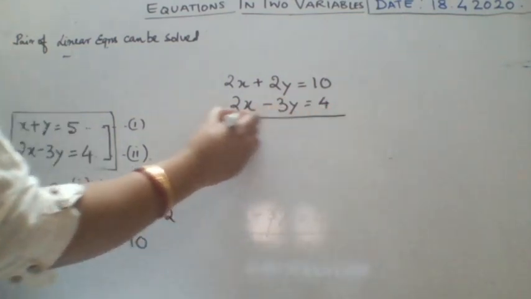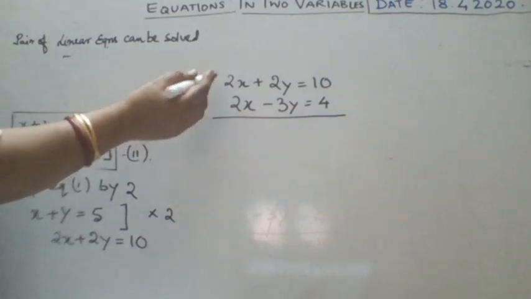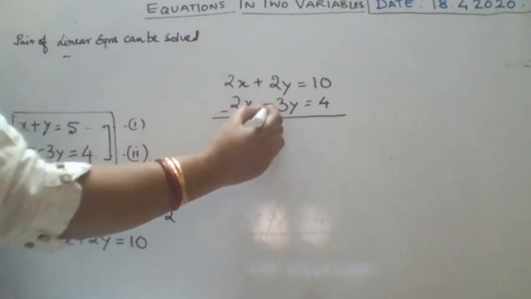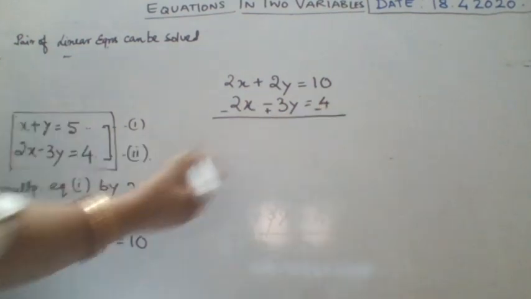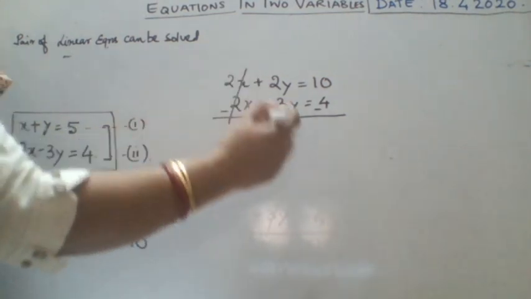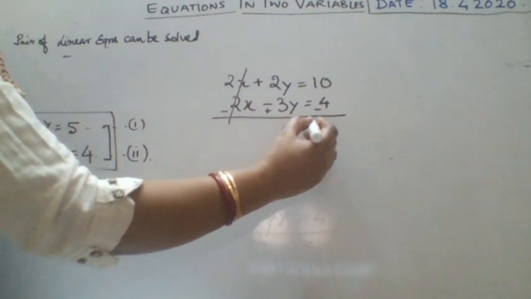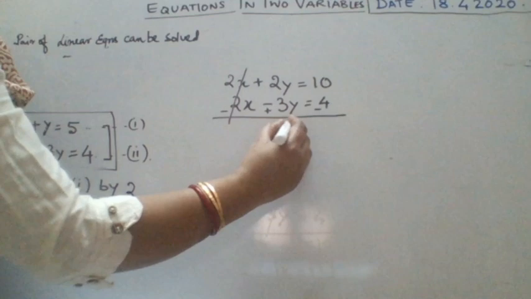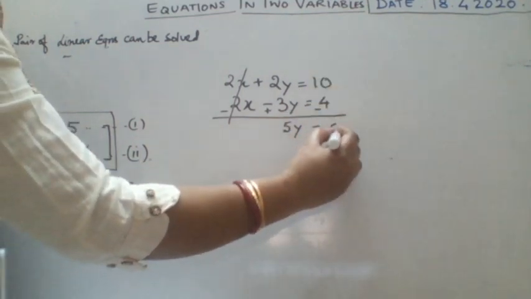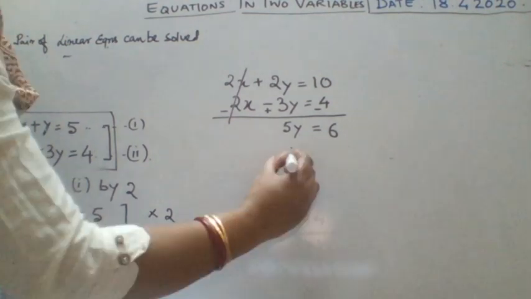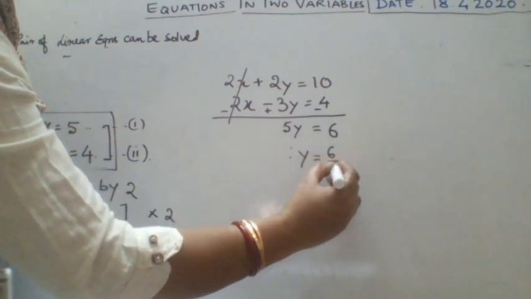Now you are not going to add them because they are of the same sign. You need to subtract. If you subtract, this becomes minus, this is your plus and this is minus. So in this way, these two will get cancelled and you will get 5y equal to 10 minus 4, that is 6. Therefore, y is equal to 6 upon 5.